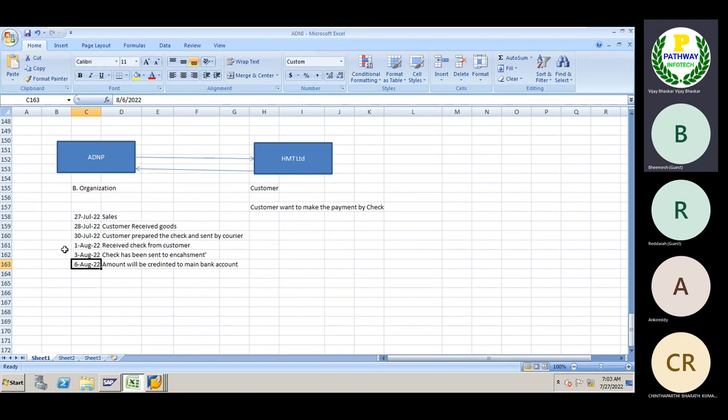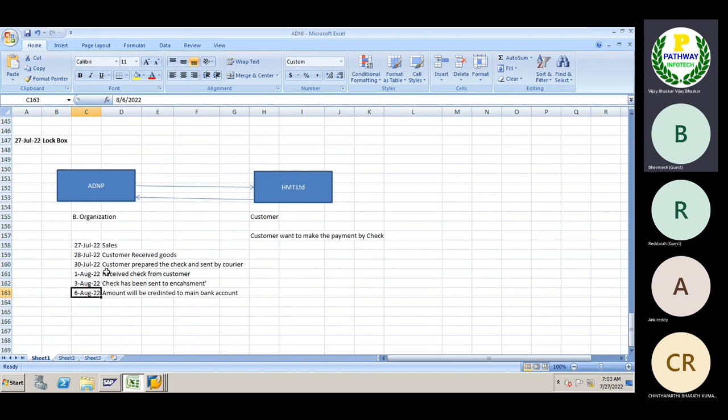So how much time gap is there here? It is 7 days, since July has 31 days, from the 30th to the 6th means again a one week delay is there here. Okay, to overcome this delay, in SAP there is a functionality, the lockbox functionality. Okay, first we need to understand the business process.